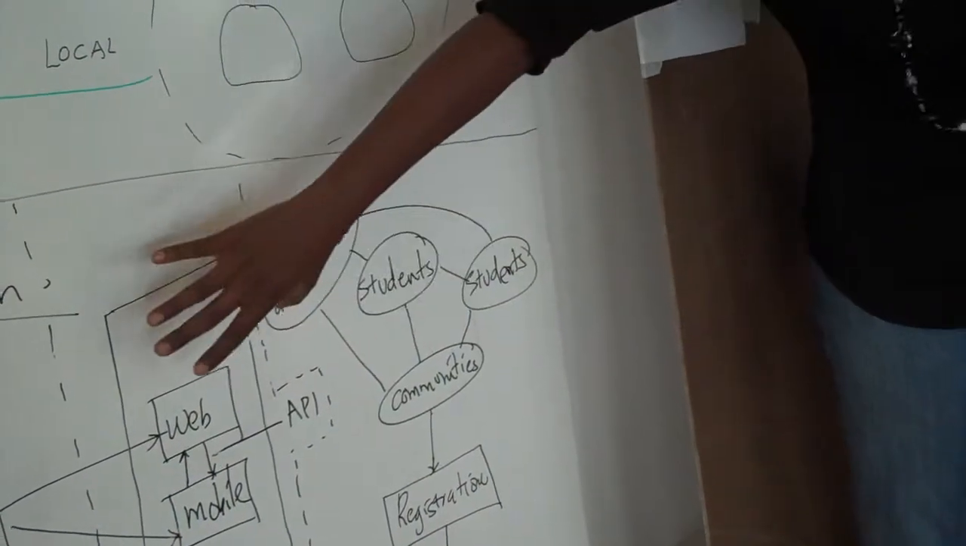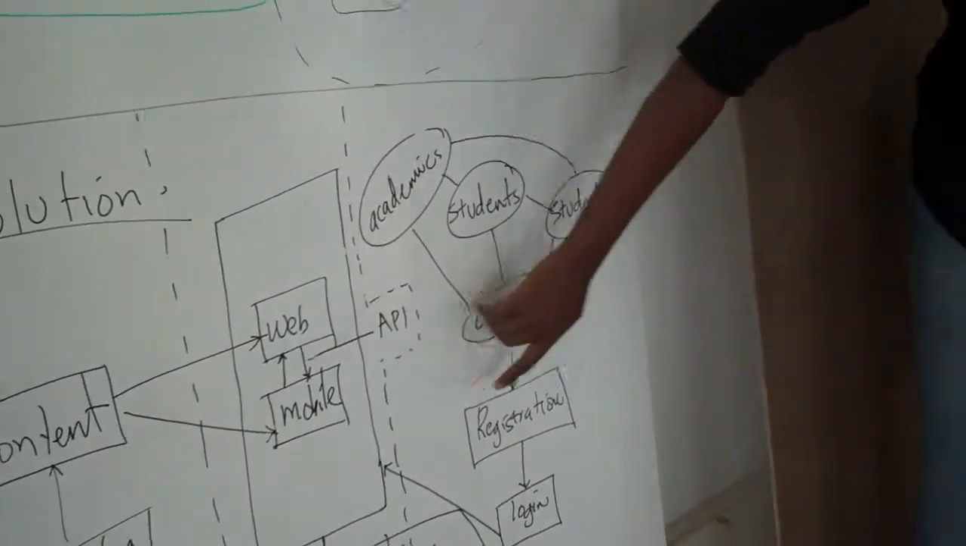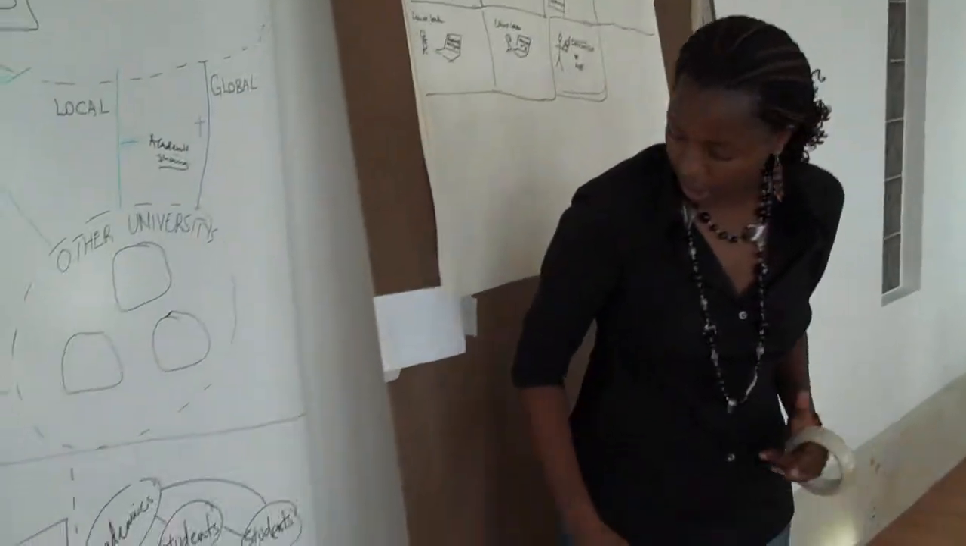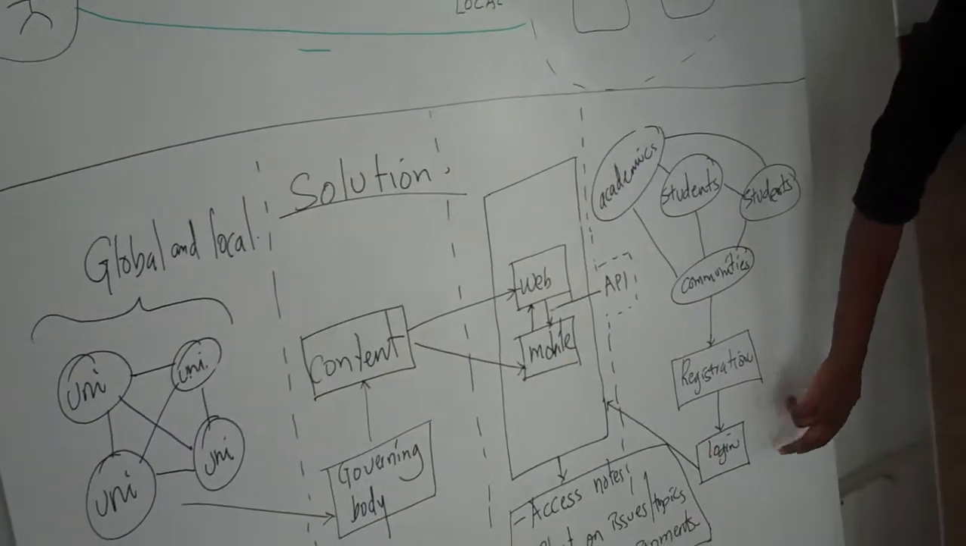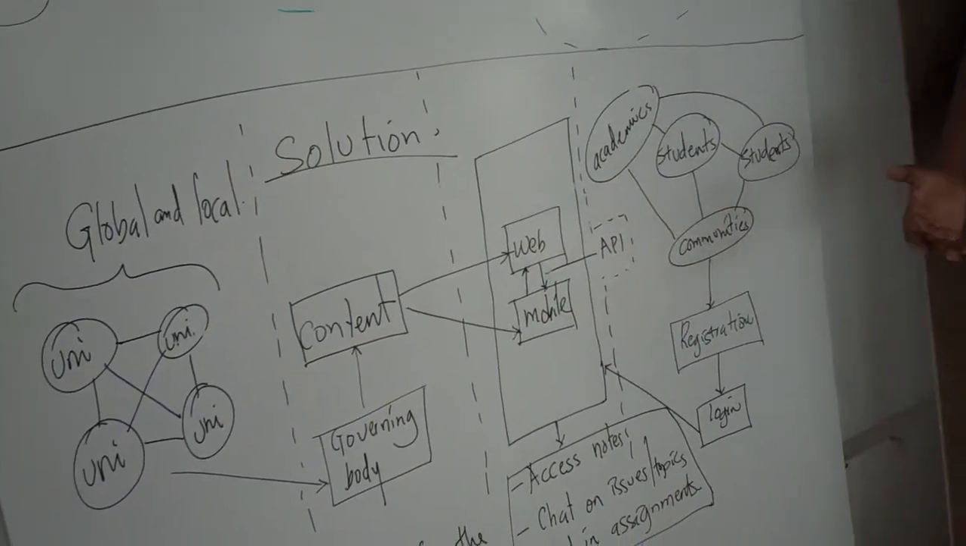Then to get access to this content, they have to register. Because using this governing body on the other side, there's a regulation on how you can actually register and get access to the information. So you can register, log in. When you're logged in, you can go into the web or mobile, depending on what you have.